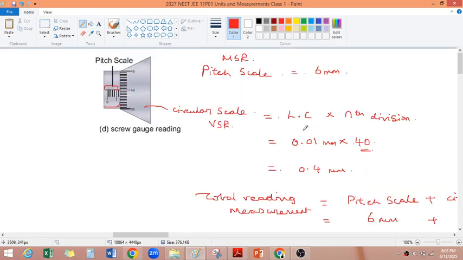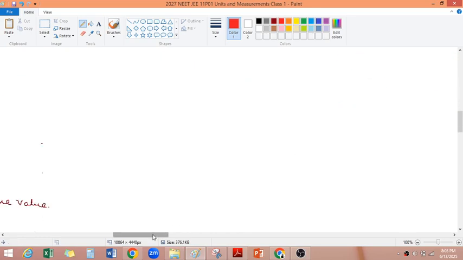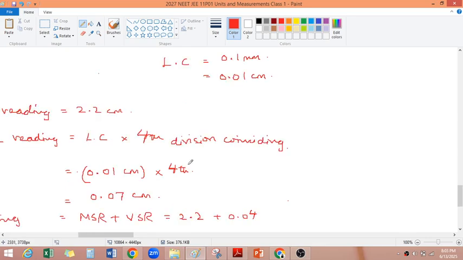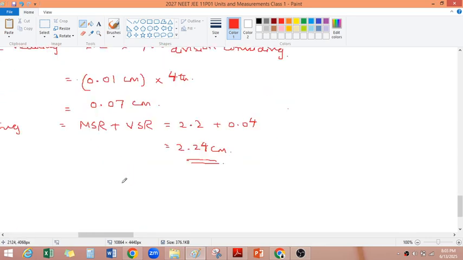So if you see carefully, the vernier scale and the screw gauge concepts are exactly the same. Only thing you should know is that the least count will change. Usually for vernier it is 0.1 millimeter, for screw gauge it will be 0.01 millimeter. If you go back and check, remember I didn't say point, I said 0.1 millimeter, which means 0.01 centimeter, divided by 10.